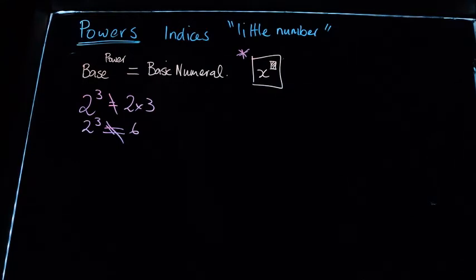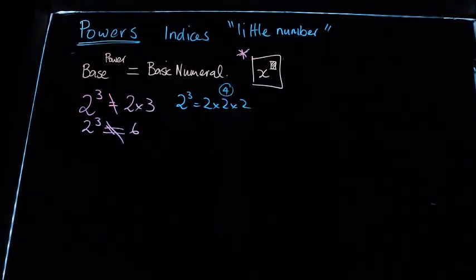So let's have a look what this actually means, and I'm going to change color here. 2 to the power of 3 is the same thing as 2 times 2 times 2. Now to help me, I often go 4 times. 2 times 2 is 4, put a little number up here, and 4 times 2 is 8. And so then I know that 2 to the power of 3 is 8.